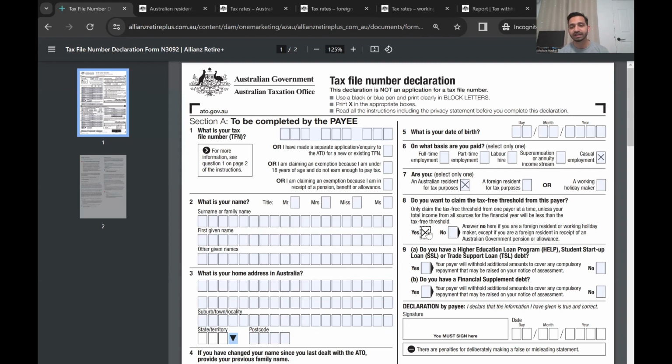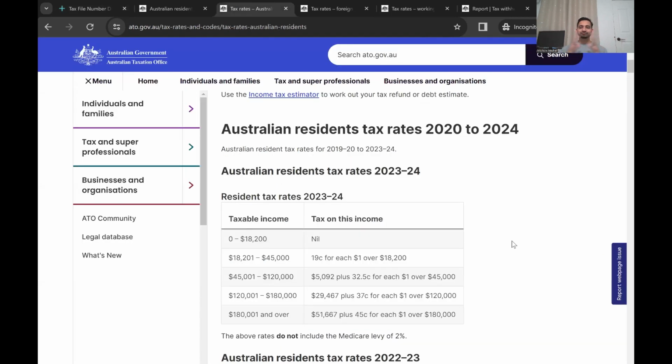So what is the tax-free threshold? Let's just understand that. Going back to the rates that I showed you, the tax-free threshold is from 0 to 18,200. So if you are earning from 0 to 18,200, you actually don't pay any tax, and you shouldn't be withheld any tax on that pay. If you're earning 350 per week, which comes to 18,200 per year, you shouldn't be paying any tax on that money, and your employer shouldn't be deducting any tax on that amount.